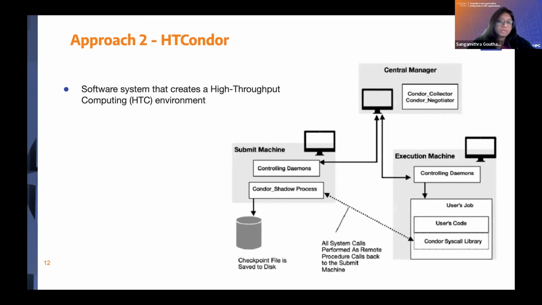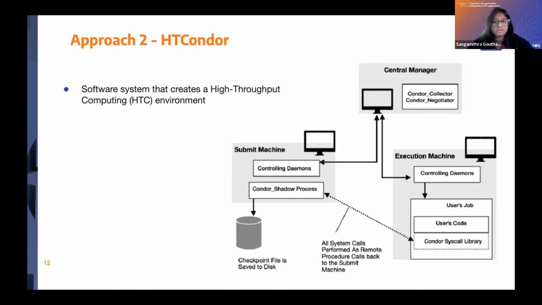The next approach that we looked at was HTCondor. HTCondor is a software system that creates a high throughput computing environment. It was designed primarily to efficiently utilize all available computing resources so that we make use of them in the most optimal way possible. As we can see in the diagram here, it's made up of three components: the scheduler, the central manager, and the computing machines. The scheduler is the multi-user, client-facing part of the architecture, and it takes care of submitting the jobs, maintaining a job queue, and transferring the input and output files needed for the job.